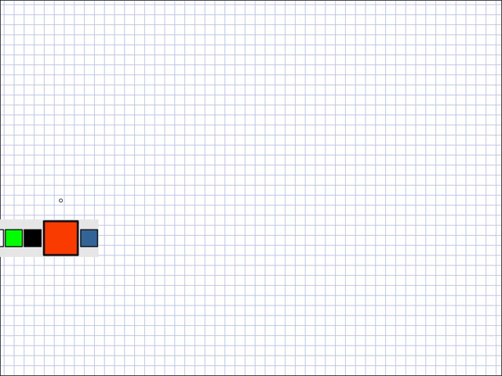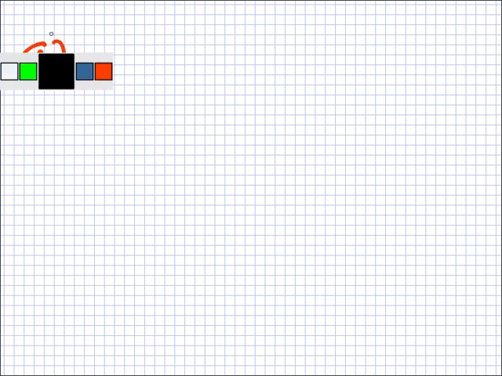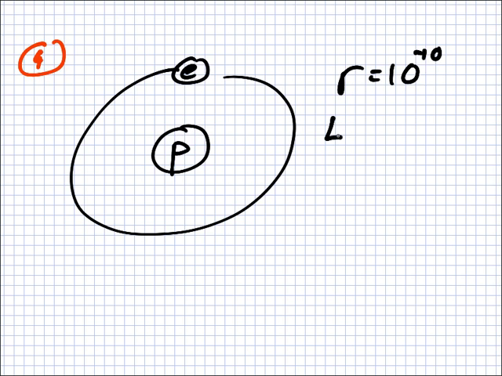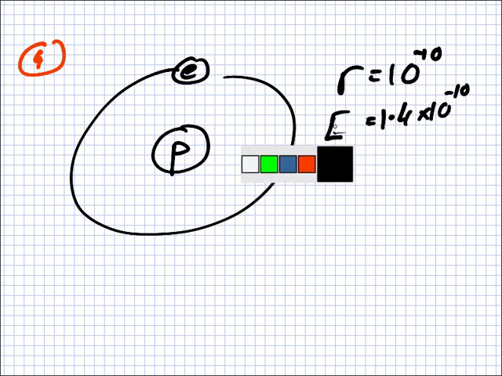Okay. Continue. Next one. Number 4. This is our last calculation. The next one's just a graph. One electron orbits one proton. So there's the electron, and around the proton it goes. And the radius here is 10 to the minus 10. And the electric field strength is 1.4 times 10 to the minus 10 newtons per coulomb. Did anybody get this one? What is the periodic time?